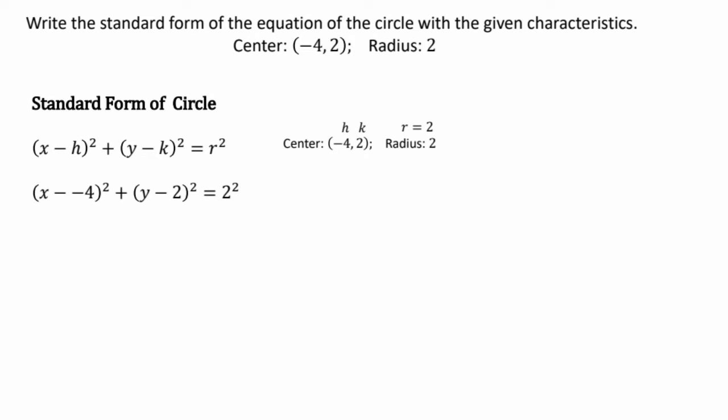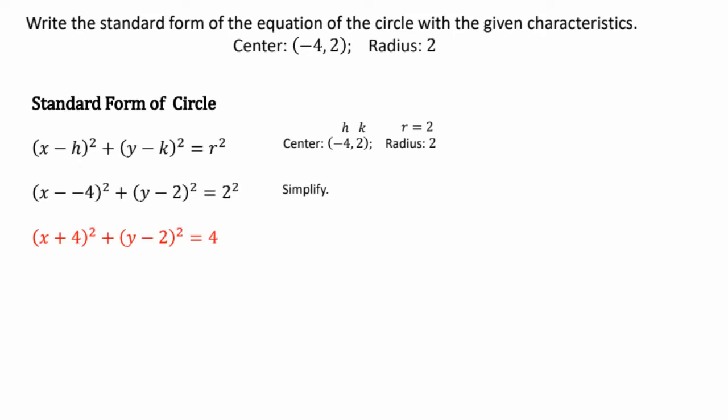So let's go ahead and plug in what we know. We know the h, we know the k, so we have (x - (-4))^2 + (y - 2)^2 = 2^2. Let's go ahead and simplify. A negative with a negative is a positive, so that gives us (x + 4)^2. There's nothing to simplify here, and 2 squared is 4, and voila, we have our equation in standard form with the center and given radius.